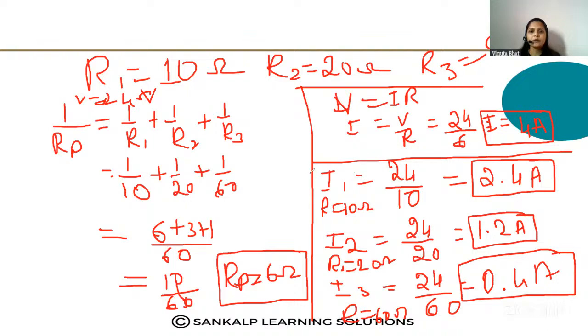So like this, you have to find out the answer for this question. First, find out the total resistance of this circuit, that is 6 ohm. Then find out the total current flowing, that is 4 ampere. Then find out the current flowing through each resistor, the 10 ohm, 20 ohm and 60 ohm resistors. So that is 2.4 ampere, 1.2 ampere and 0.4 ampere. So this is the correct answer and the correct method for this question. I hope you understood this question. We'll move to the next question.